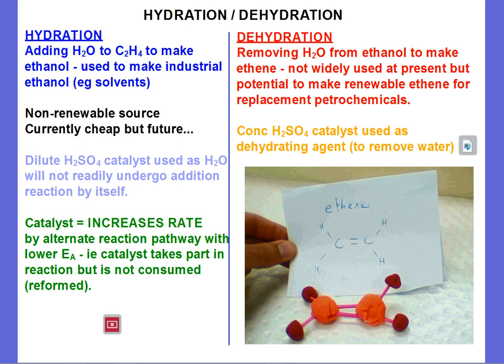The way it's done is we use a dilute sulfuric acid catalyst because the water itself won't directly undergo addition reactions with the ethene very readily. Dehydration is removing water from ethanol to make ethene. Now that's not widely used at present, but it's got potential to make renewable ethene for replacement petrochemicals if our crude oil does run out.